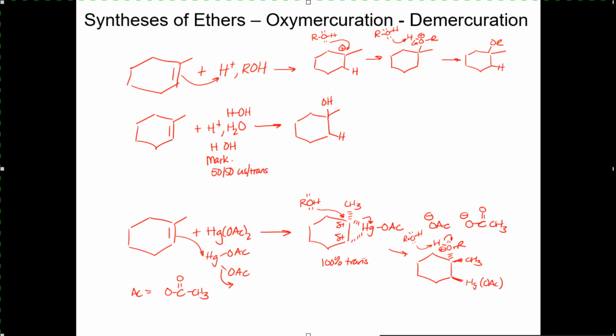The H plus gets caught by the alcohol, so that we would end up with this as my final product, along with the ROH2 plus, in other words, the oxonium ion of the alcohol.